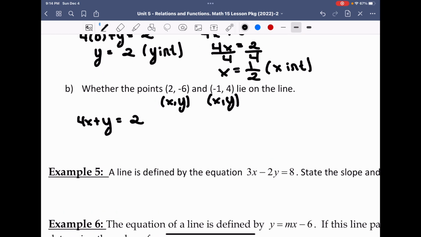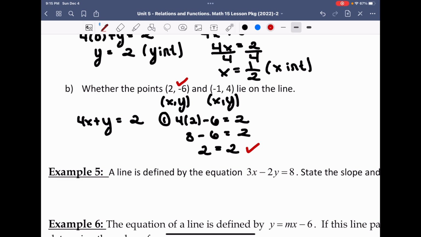So starting off with our first values for x and y, we plug them in. So it's 4 times 2, and then minus 6 is equal to 2. 4 times 2 is equal to 8 minus 6. And we get 2 is equal to 2. Because left-hand side equals right-hand side, perfect. So yes, this first point is on the line.